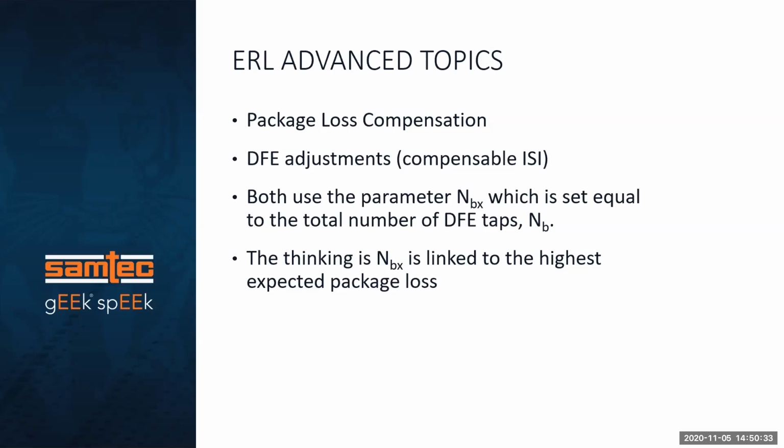So here's the difference between compensable and uncompensable ISIs. We're going to put a number on this. We've gone round and round about this, and we decided that we're going to lock some things down, and I'll talk about that, just so that we can get good numbers for a specification. And both of these use NBX, which is basically another value that's normally set to the number of DFE taps. And the thinking is NBX is going to be also linked to the highest loss in a package. Moving forward, next.